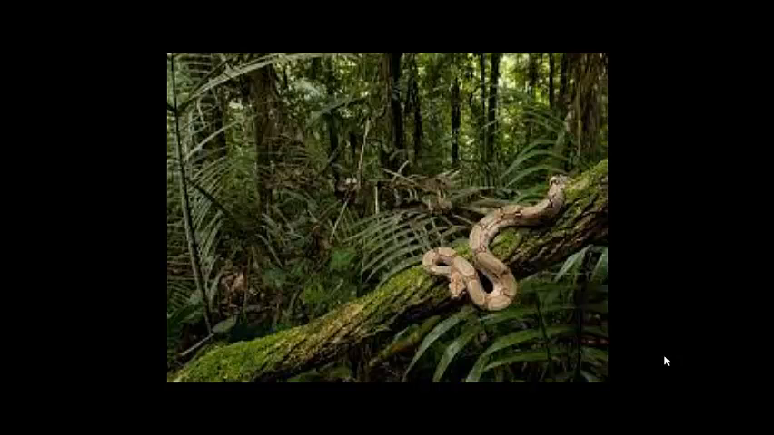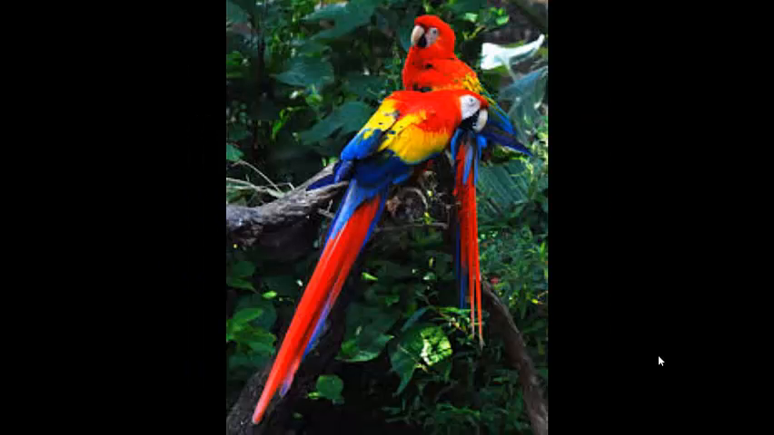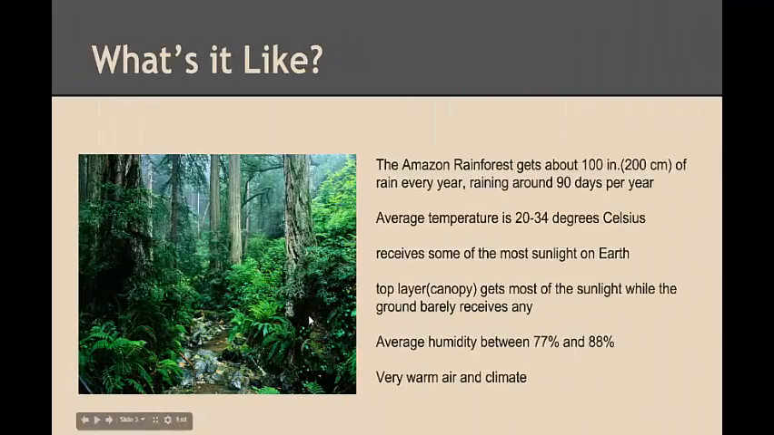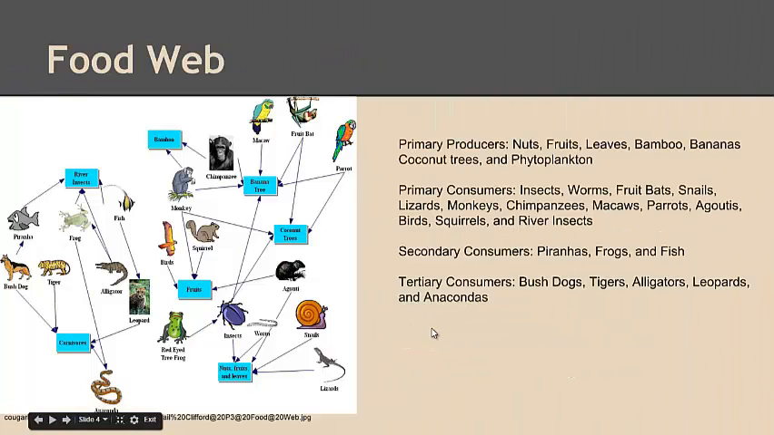We will now introduce the different types of food chains and food webs in the Amazon rainforest. The Amazon rainforest is one of the most biodiverse areas in the world. On your screen here is an example of a food web, which is small in comparison to the many animals and species. In this food web, the primary producers are nuts, fruits, leaves, bamboo, bananas, coconut trees, and phytoplankton.